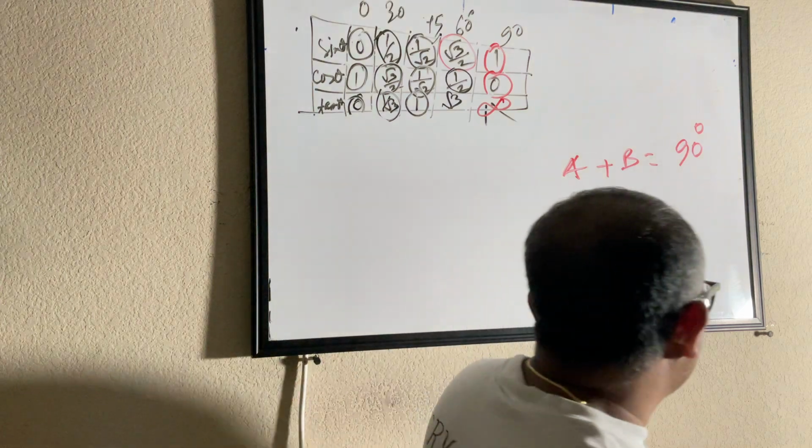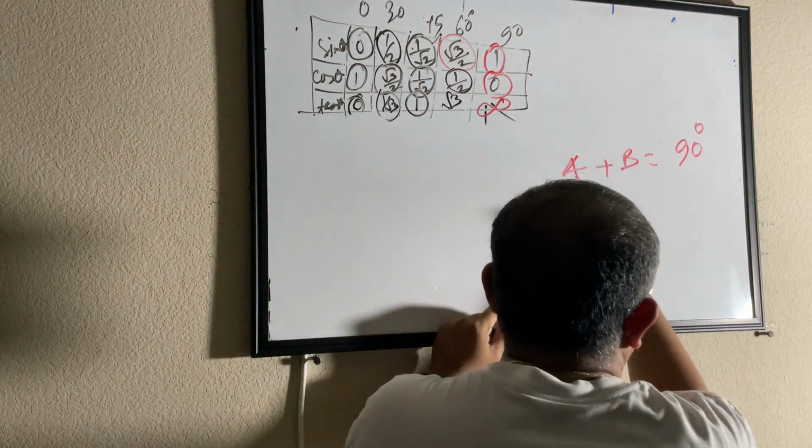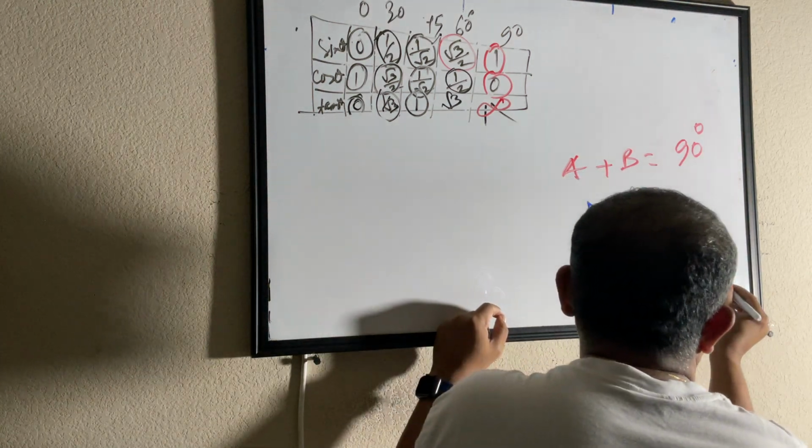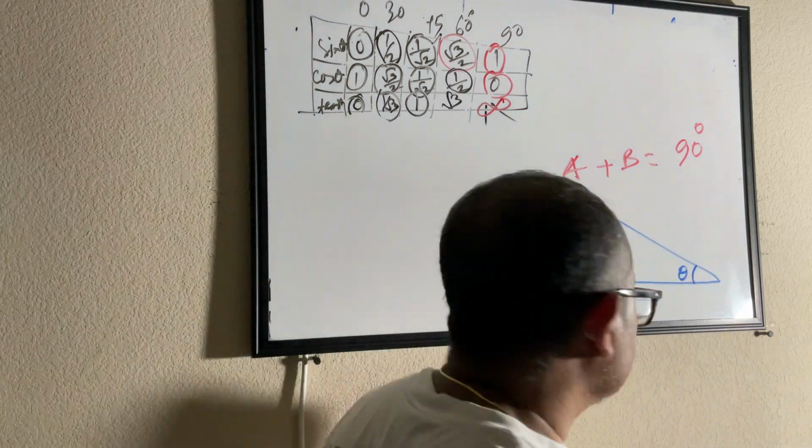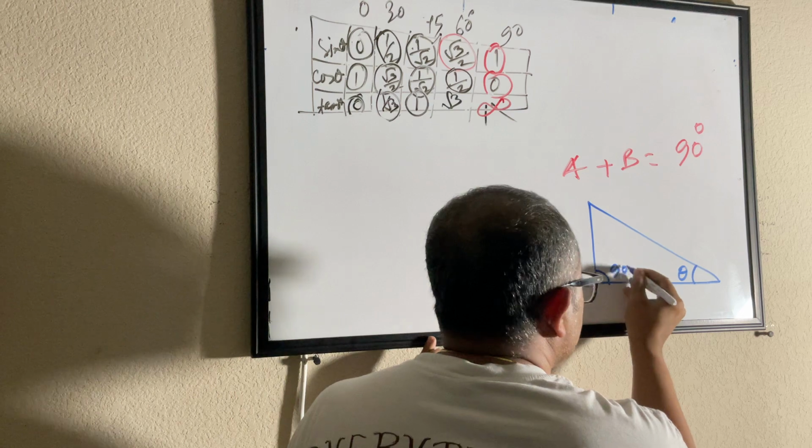Now, let's see how that applies in the case of trigonometry. Let's say this is theta. This is 90 degrees.